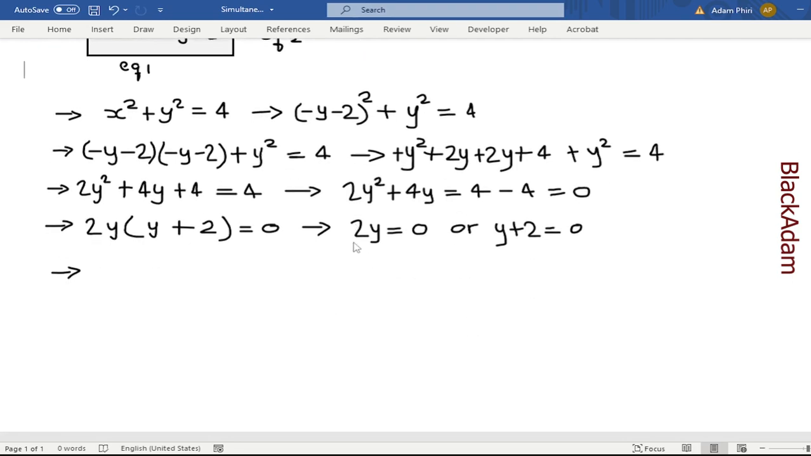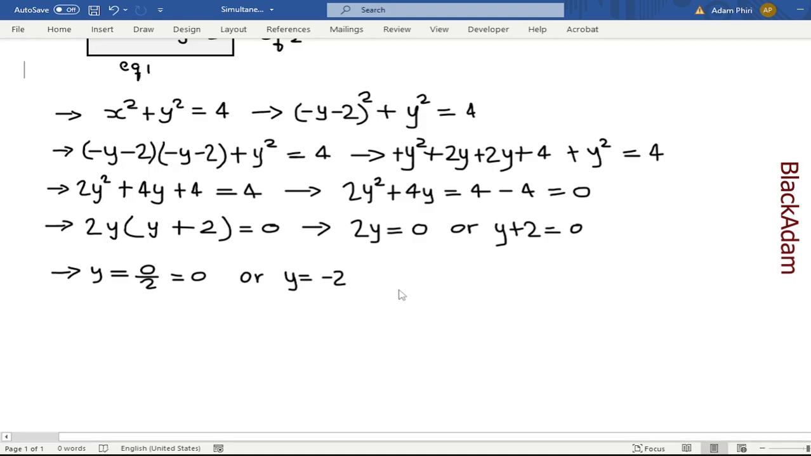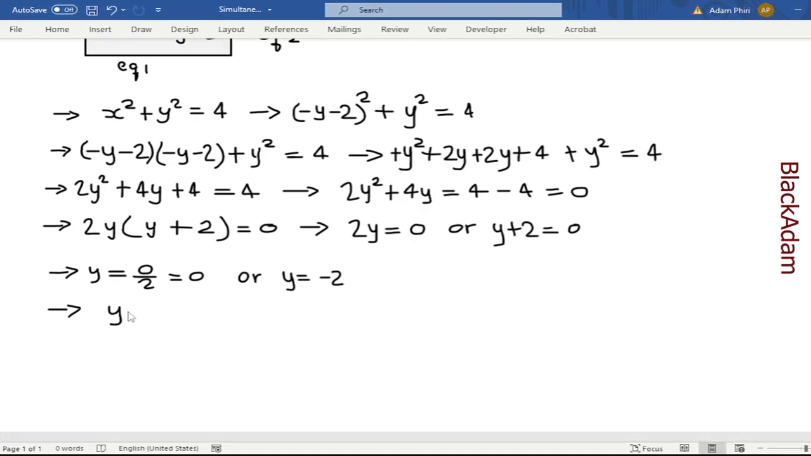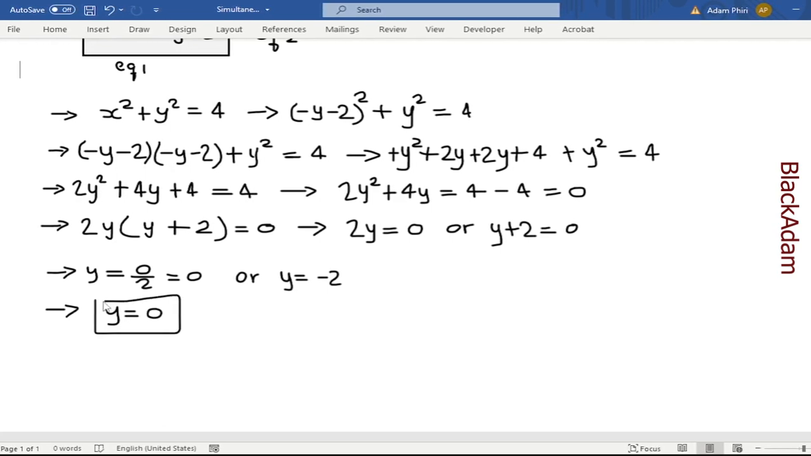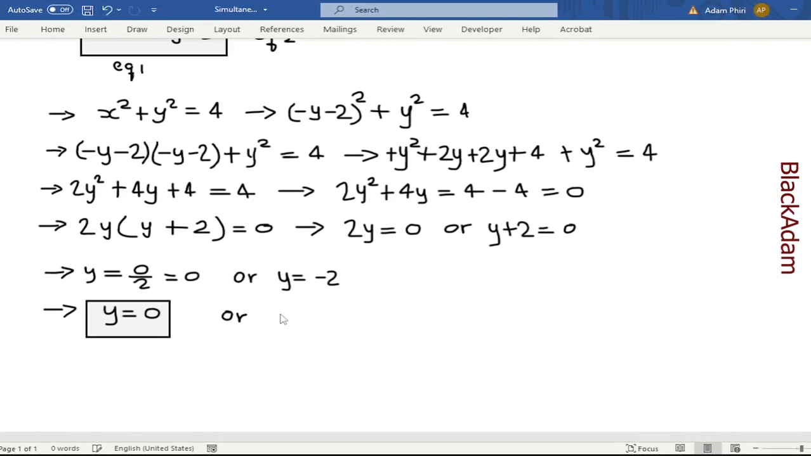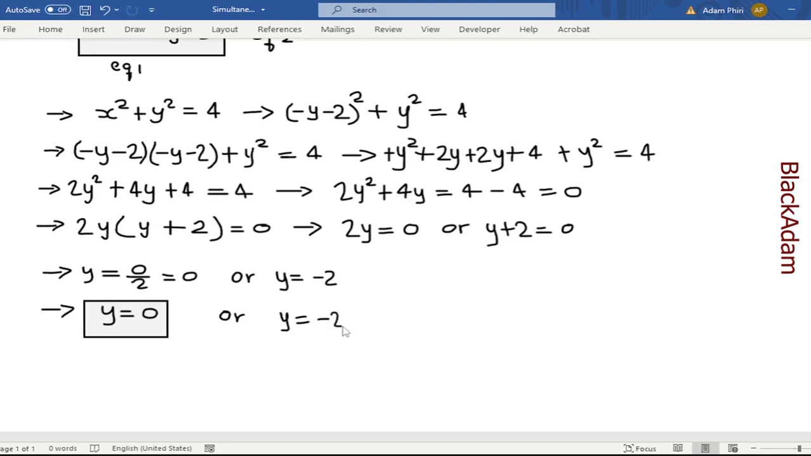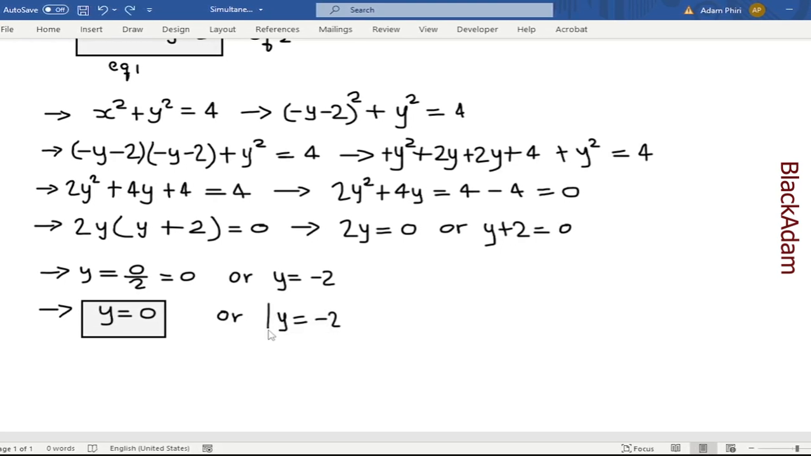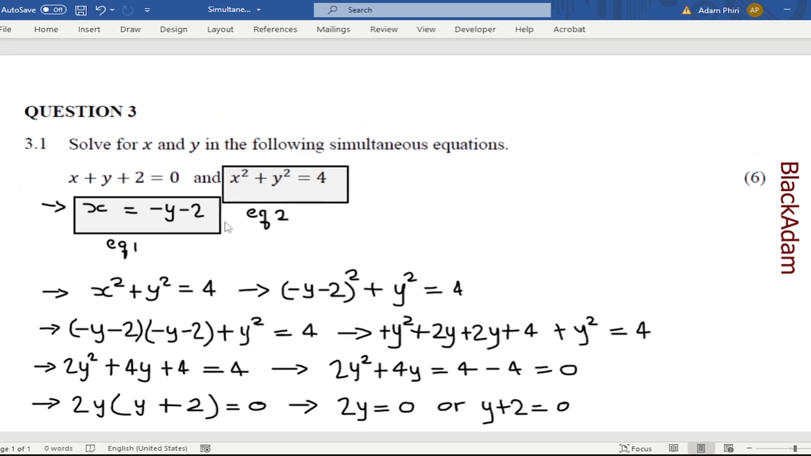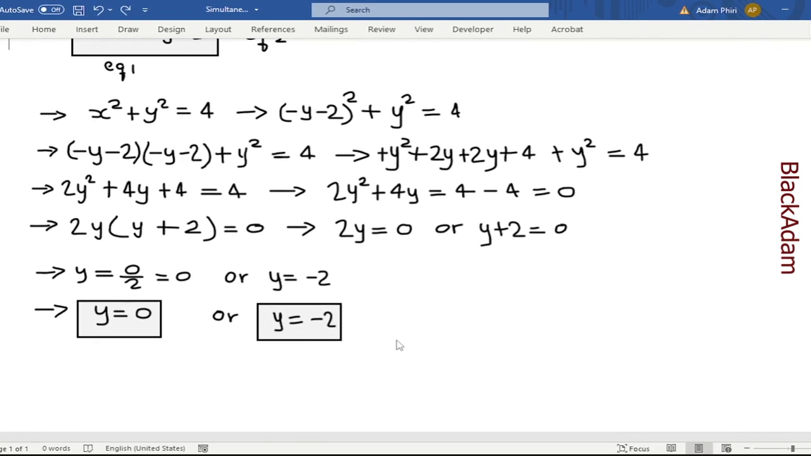So solving for y, y is equal to 0 divided by 2, which is 0. And then we also have y plus 2 is equal to 0, so y is equal to negative 2. So y is equal to 0, that's part of our answer, or y is equal to negative 2. Those are the values for y. Now what we have to do is find x.